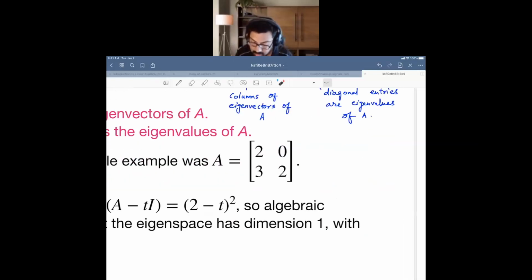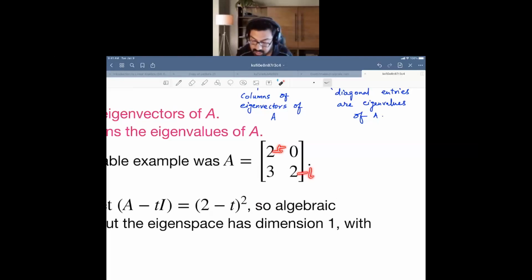So you're taking a look at this, doing A minus tI there, and finding the determinant. You will see that it is going to be (2 minus t) squared, because the other entry is 0, so you have nothing to subtract there. What do we know about that? There is an eigenvalue, and the eigenvalue is 2. So you know there is an eigenvalue 2 with algebraic multiplicity of 2.